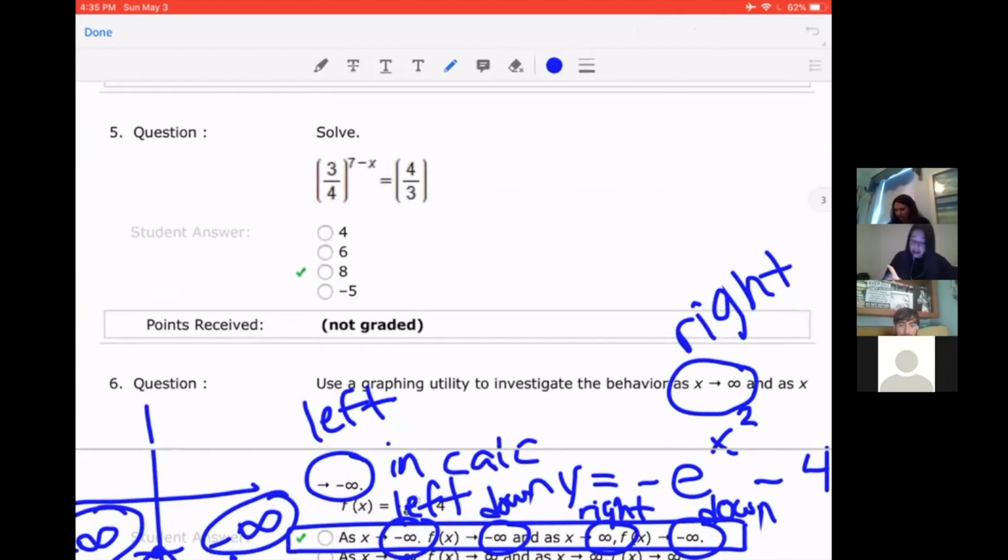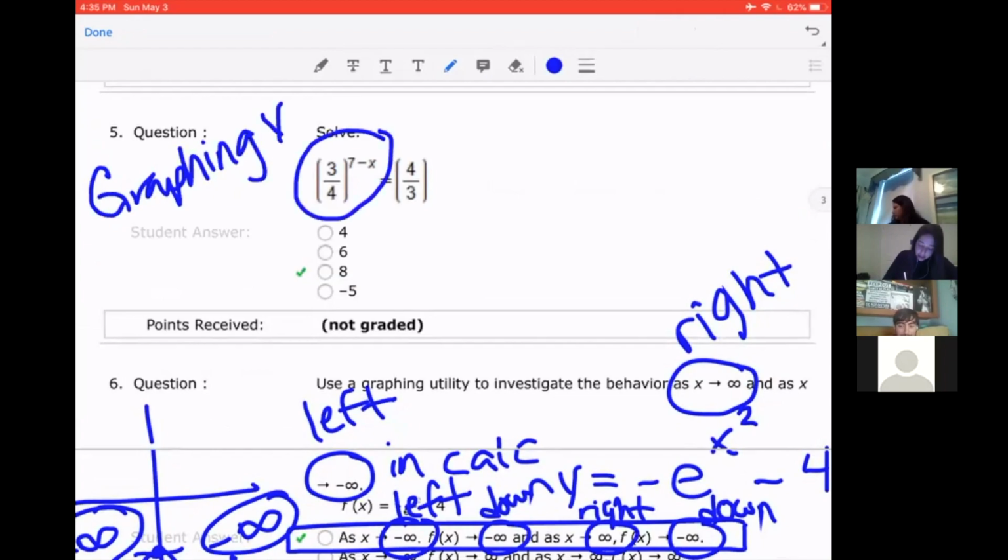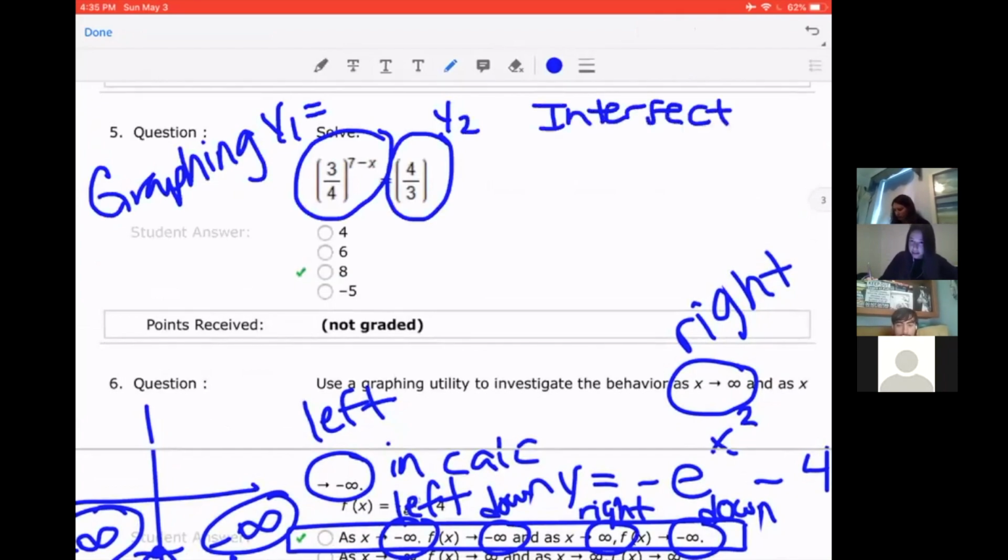So number 5, Jameson, you said, right? Yep. All right, so this is just a graphing one. You're gonna put this into Y1 in the calculator, this into Y2, and then we want to see where they intersect.